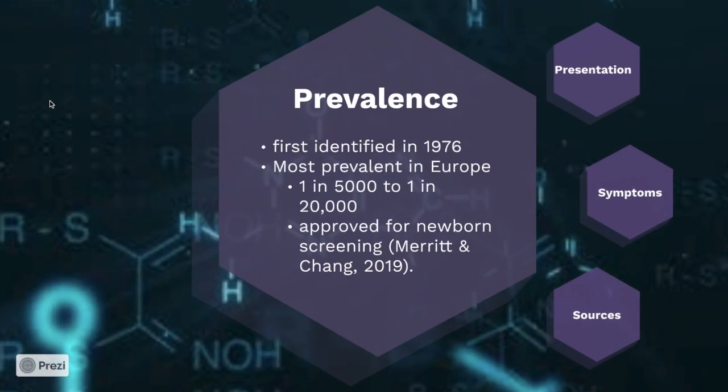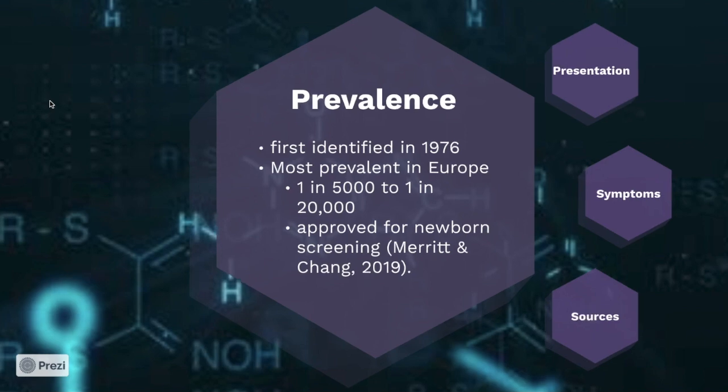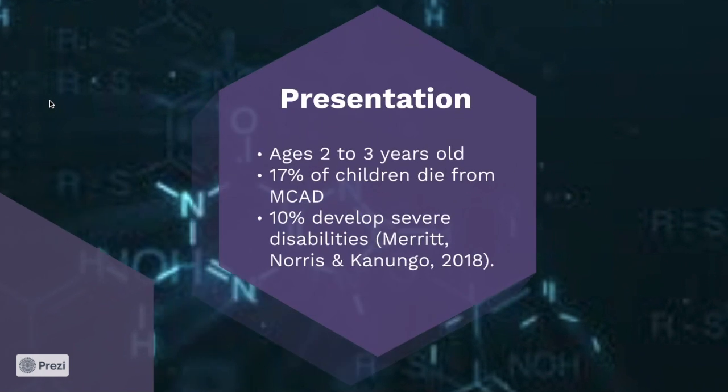MCAD was first identified in 1976 and is the most frequently occurring fatty acid oxidation disorder. MCAD is most prevalent in Europe, where the frequency of diagnosis is 1 in 5,000 to 1 in 20,000, and is the only fatty acid oxidation disorder that is approved for newborn screening. Usually, MCAD presents itself in children between the ages of 2 to 3 years old. 17% of children with MCAD will most likely die from it, and 10% will go on to have severe disabilities.